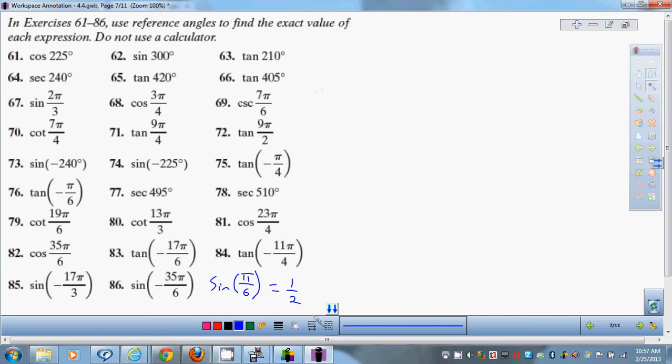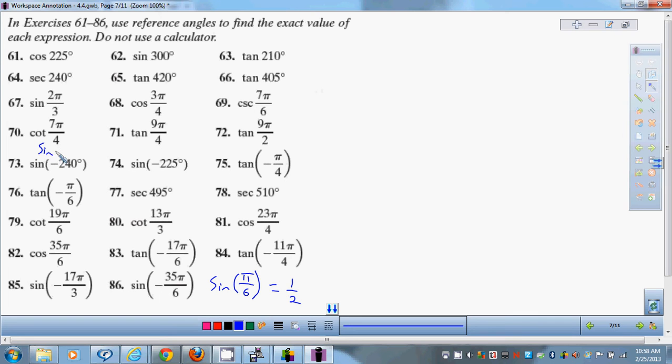Is there another one of these somebody'd like to see? 73. Sine of 240. What do I need to do to that? Add 360. So that's going to be sine of 120. And what is that on your unit circle? Thank you.